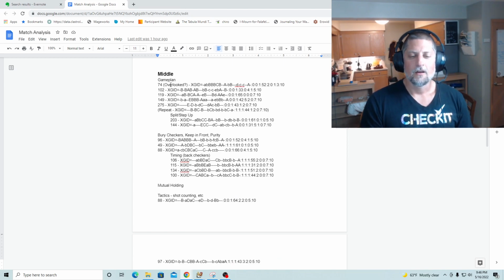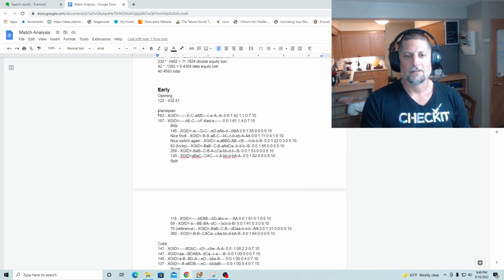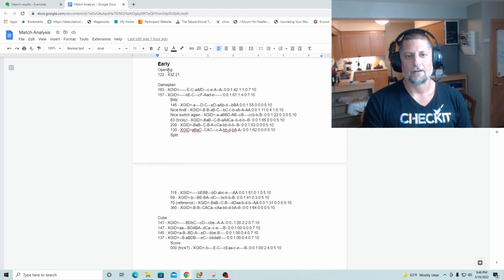I think you can see that a lot of the categories are going to be like opening or game plan, which I think are very helpful ones in the early game. You also see I have all my checker plays separated from cube plays. I think that's quite helpful.